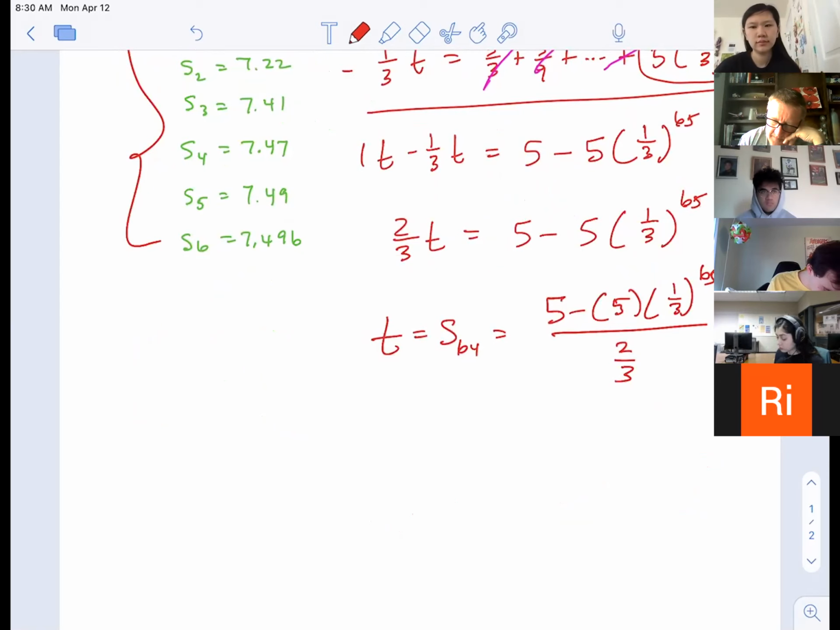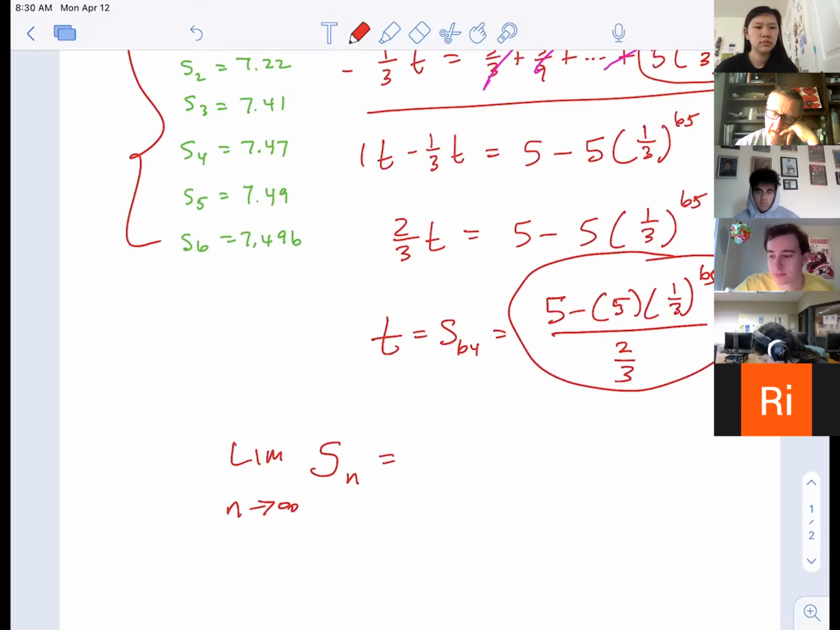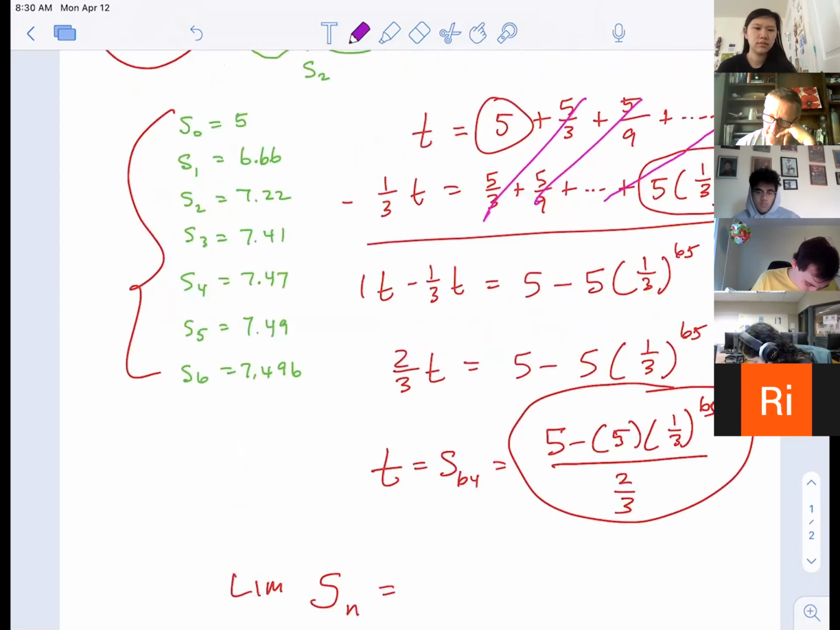But yeah, if I sort of uncautiously write S of infinity here, what changes about this? If I was to redo that, what do you end up with? Or maybe I'll be a little more precise and say S of n. What's the limit of this as n goes to infinity? What changes about this statement right here? Would you lose the 5 times 1/3 to the 65?